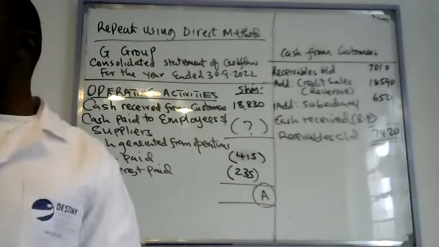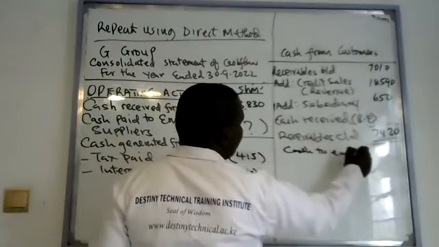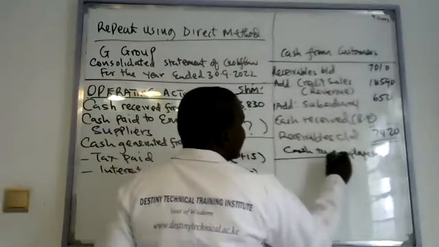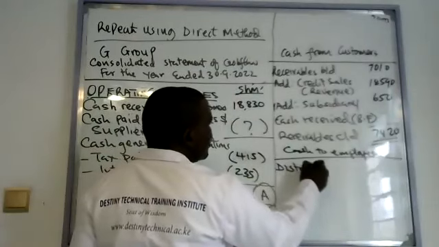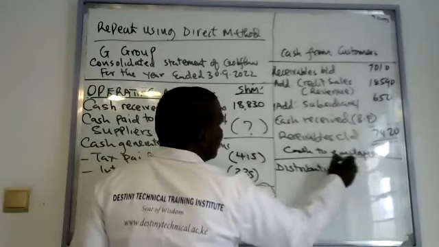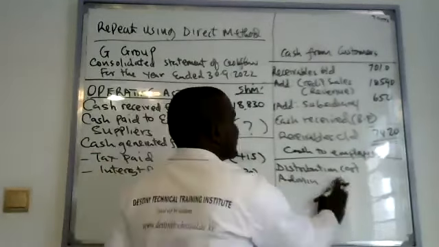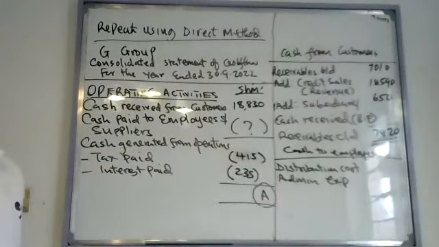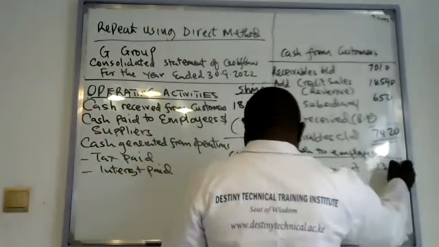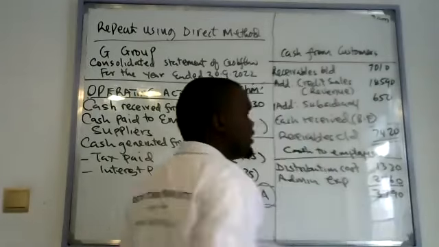So we are going to employees. So say here, cash to employees. Employees, just bring admin or distribution. Let's start with the distribution cost, and admin cost, expenses, administrative expenses. So go to P&L. Distribution is 1330. Admin is 2460. That is 3790.